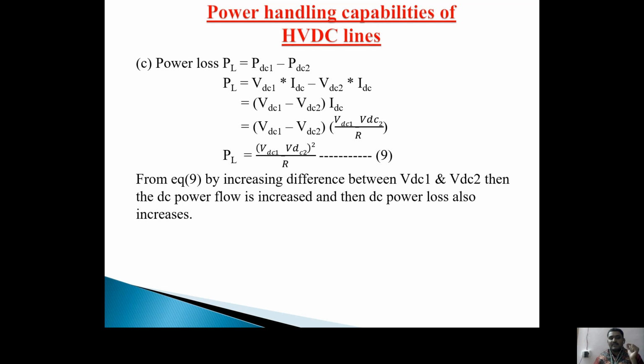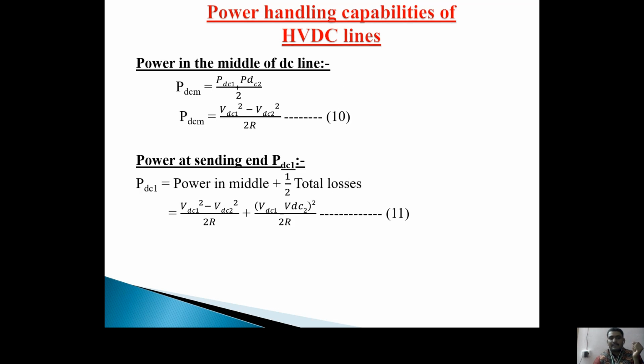and then DC power loss also increases. Okay, from the equation, and I am telling this point. Okay, and we have to determine the power in the middle of the DC line. So up to now we determined the power at the sending end, that is the rectifier end, and the power at the receiving end, that is the inverter end, and we determined the power losses, and now we are going to determine the power in the middle of the DC line.